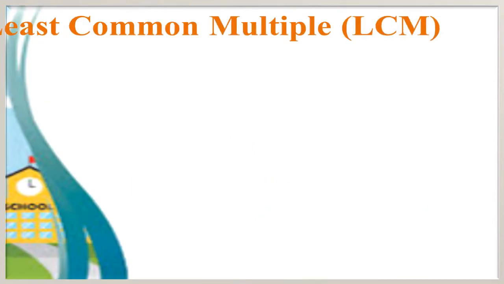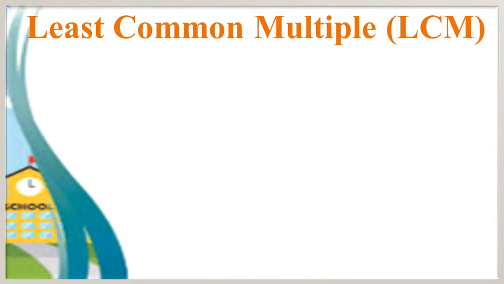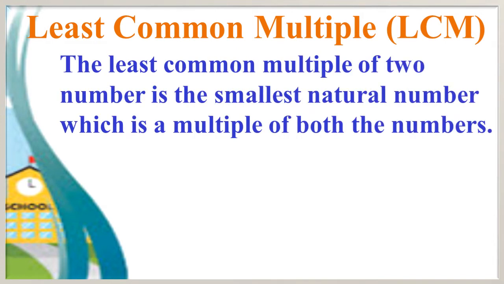Let us see what is least common multiple. The least common multiple of two numbers is the smallest natural number, which is a multiple of both the numbers. Let us understand with one example.